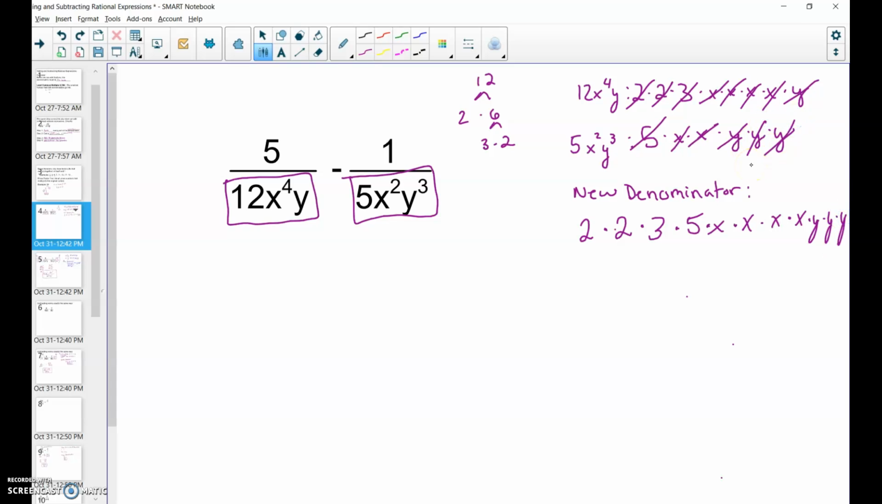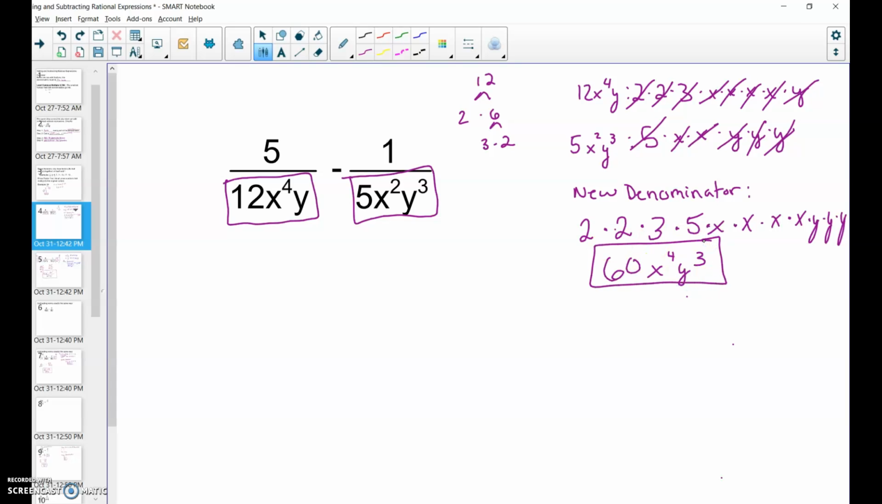We can only count repeats if they're repeated individual terms between the first and the second denominator. Okay, I can't just count one y because y was repeated three times in the second denominator. I need to include all 3 of those individual ones. So now I'm going to multiply all of these together. So I have 60 x to the 4th. That exponent is how many variables you have, y cubed.